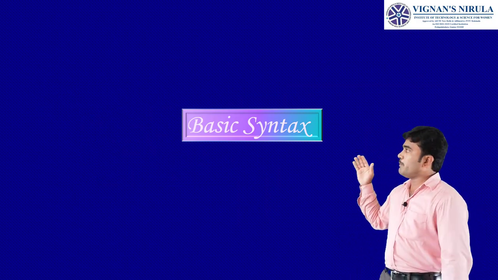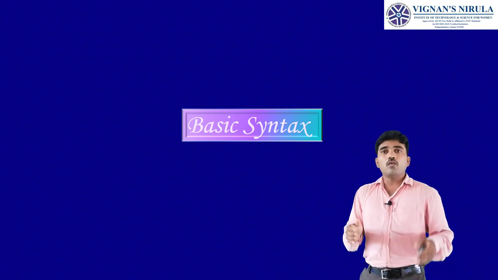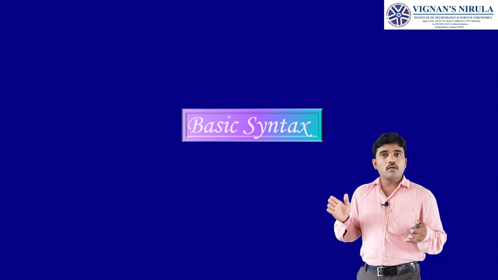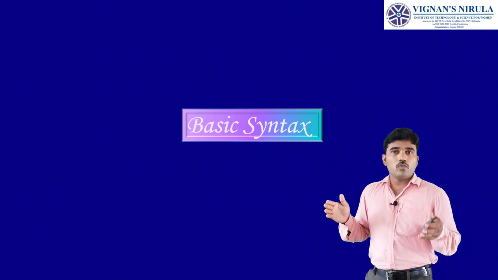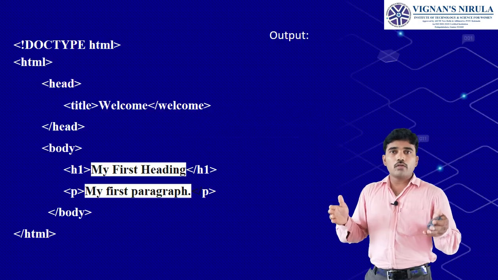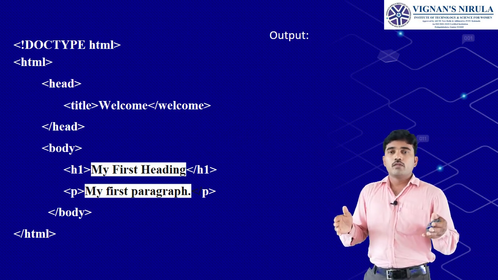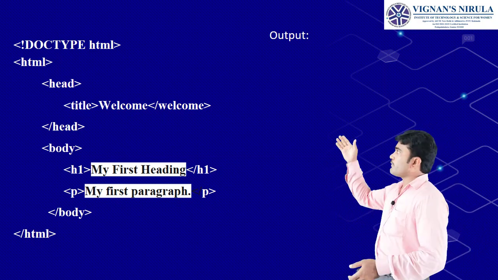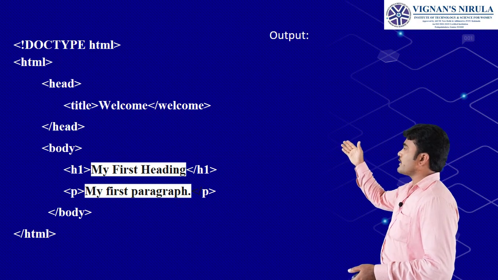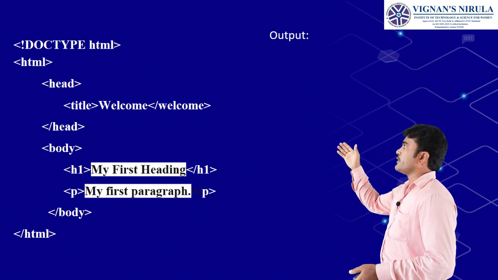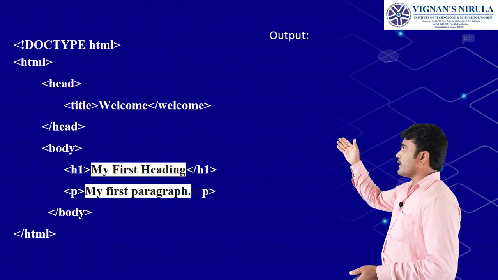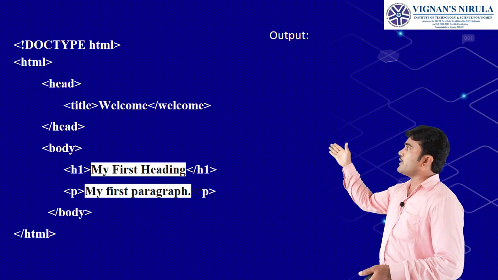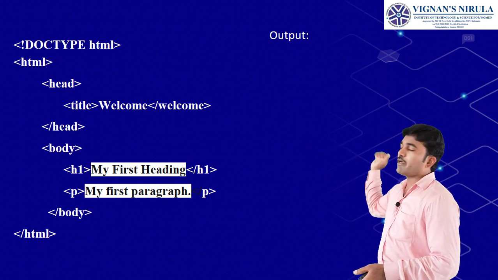So coming to the basic syntax now, it means how to write an HTML document. In this basic syntax, we are going to know how an HTML document is to be prepared. If you observe in this example, the first line is doctype space HTML, actually it is a comment. And if you observe, everything is preceded by a left angle and followed by a right angle.